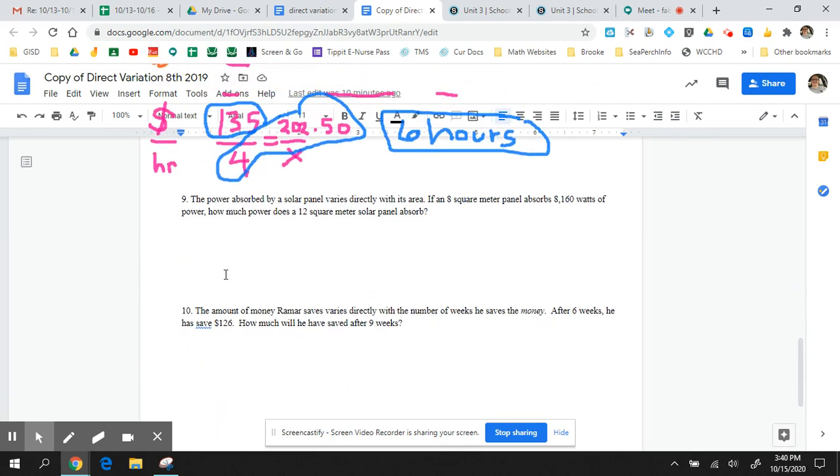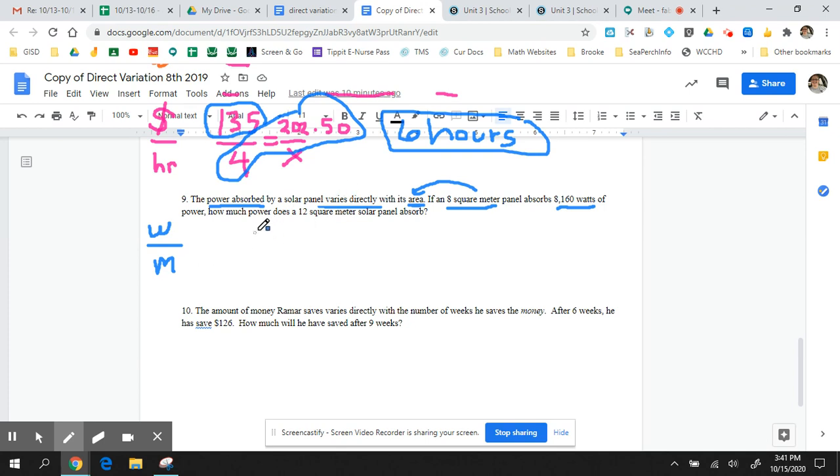All right. So this one talks about a power being absorbed by a solar panel. It varies directly with its area. So on this one, it's a little different. It's talking about power absorbed with its area. And now I'm going to really actually read through this one first before I decide on what's going to go over what. So 8 square meters, that is the area, square meters. And so that means 8,160 watts is the power. So I'm going to put watts over meters.